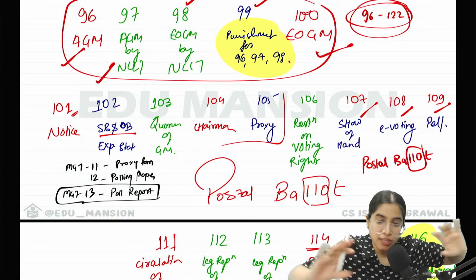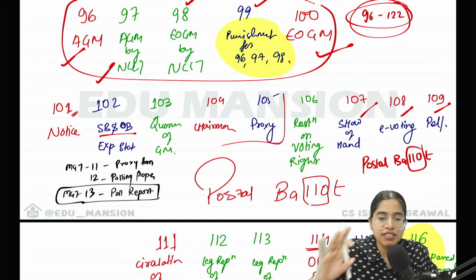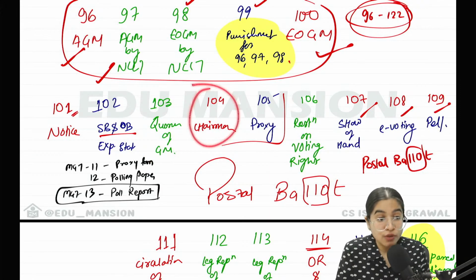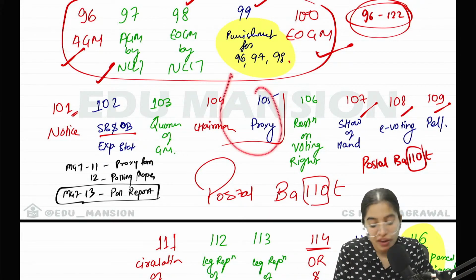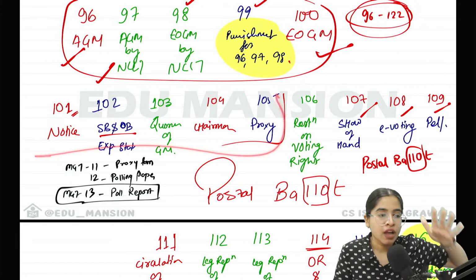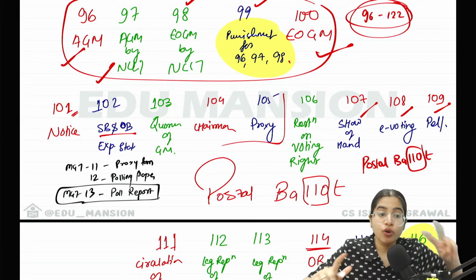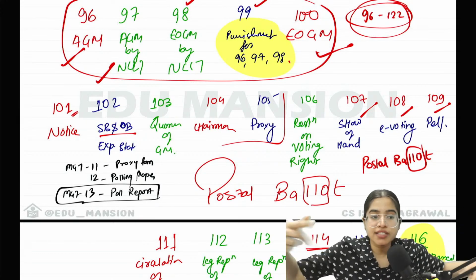102 talks about explanatory statement, ordinary business and special business. 103 quorum, 104 chairman, 105 proxy. Till here you have read? Yes, ma'am. After that we read 106, restriction on voting right, only in 2 cases: calls in arrears and lien.